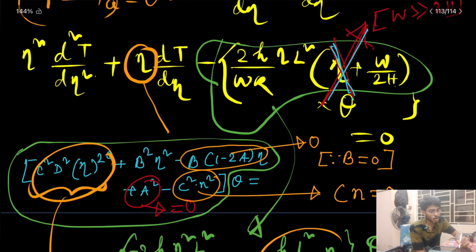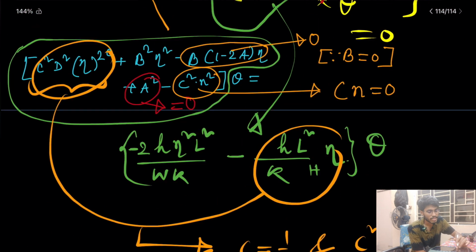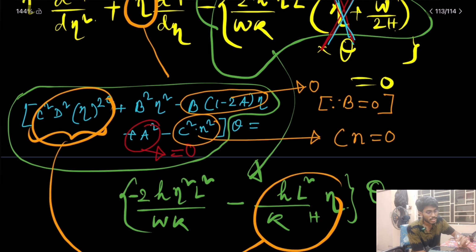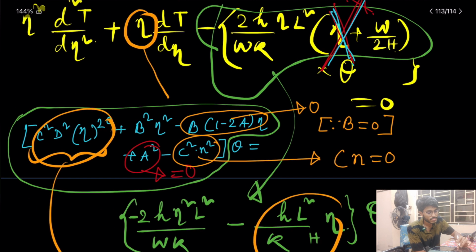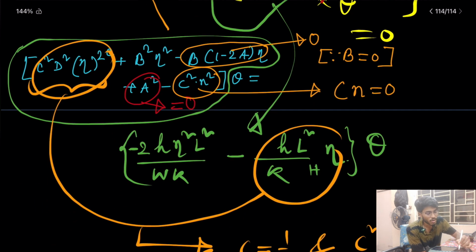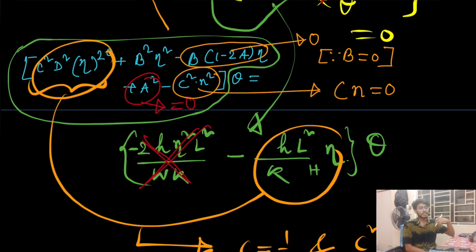Now if I am not having eta here, then this term will vanish. This term will not be there, this term will not be there, and here also I am having this as 0, clear.